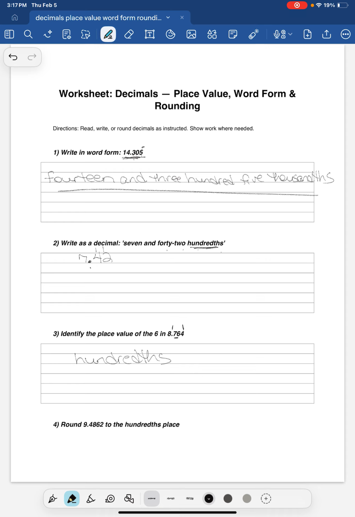Okay, now this one, we need to round. And remember, in rounding, if the number to the right of what you're rounding is 5 or greater, then you round up. If it's 4 or below, you round down. So the first thing we need to do here is find the hundredths place. Well, the 8 is the number in the hundredths place. So the number right to the right of it is 6, so it's greater than 5. So that's going to make this 9. And when you round a decimal, you eliminate what's behind it. That's the point of rounding.